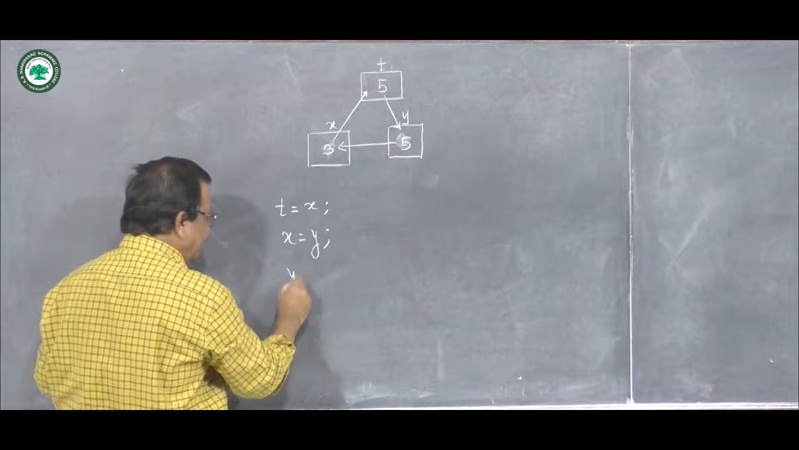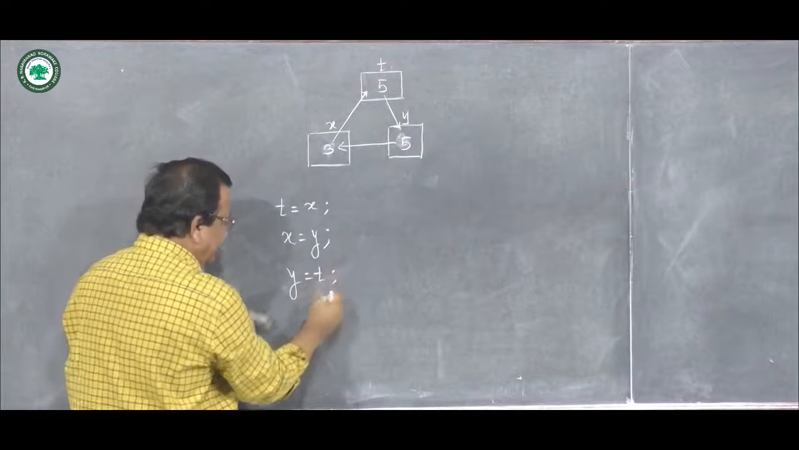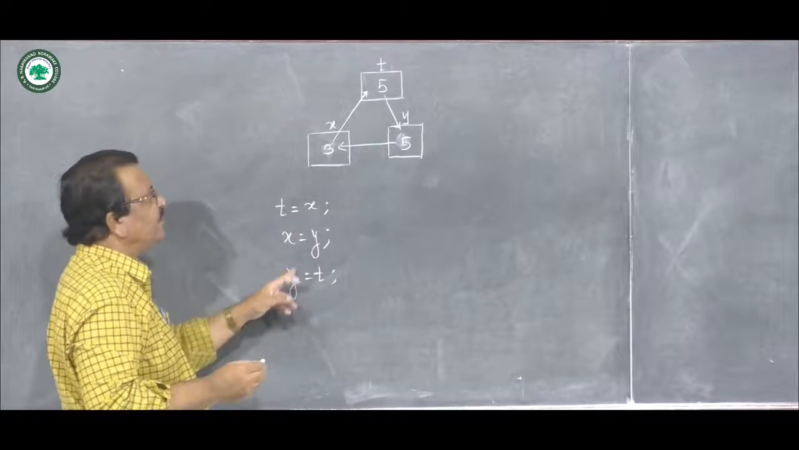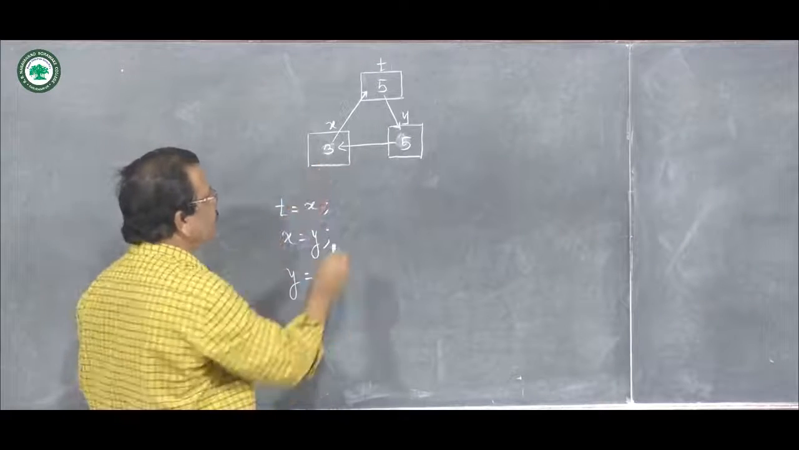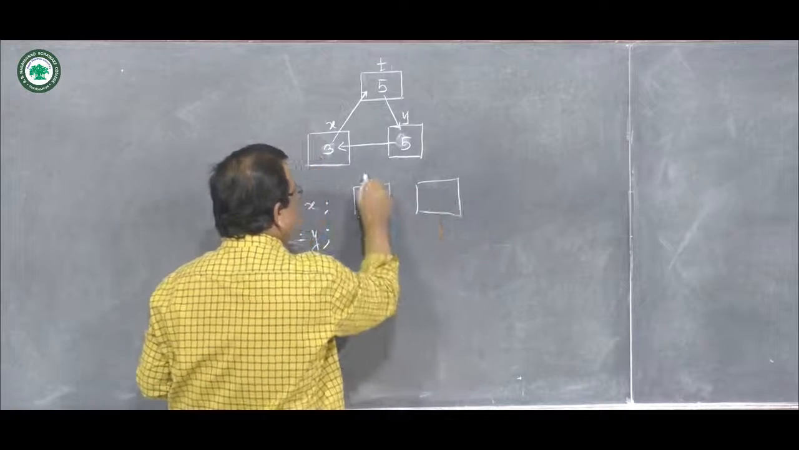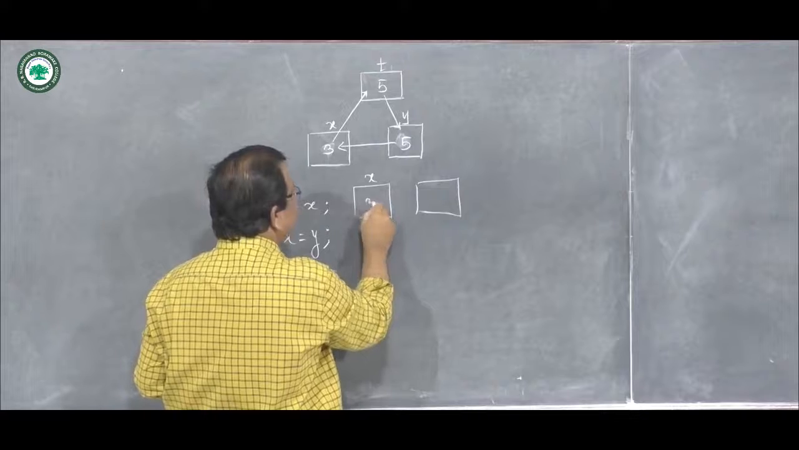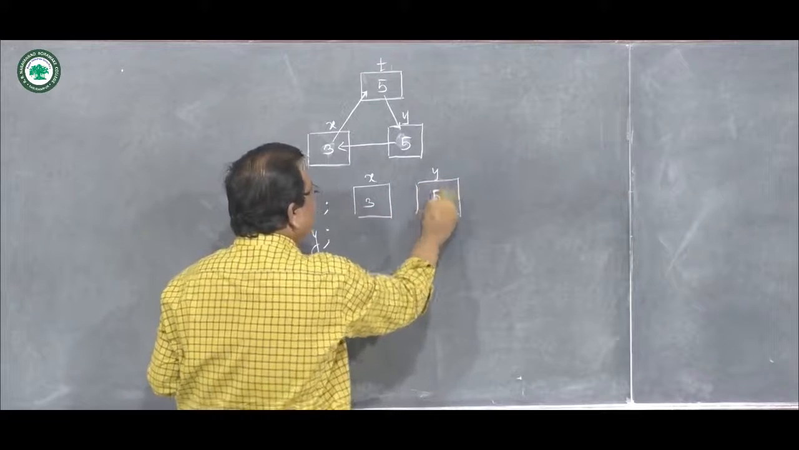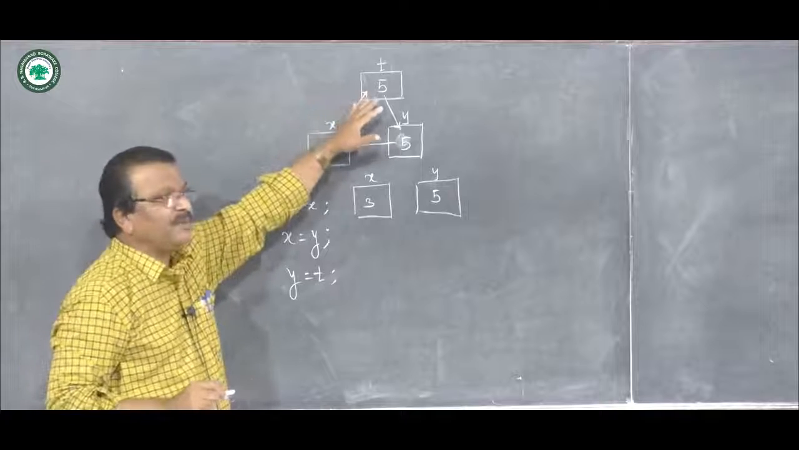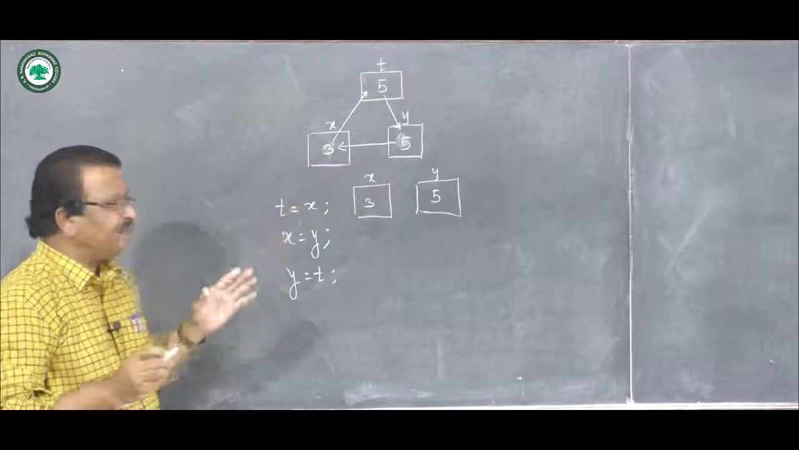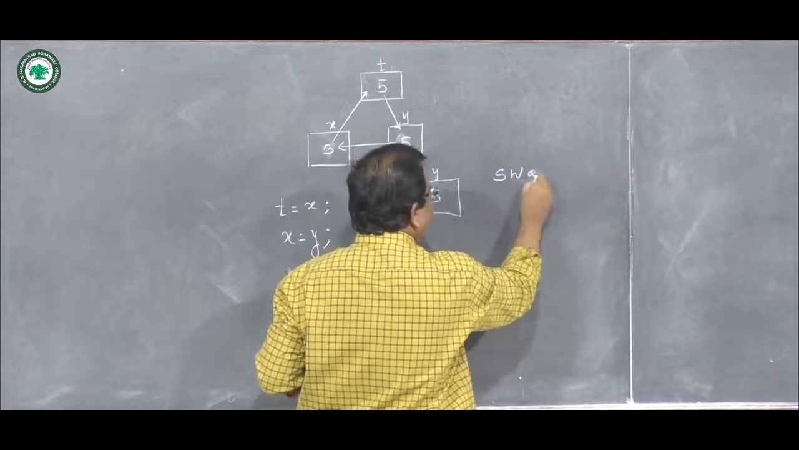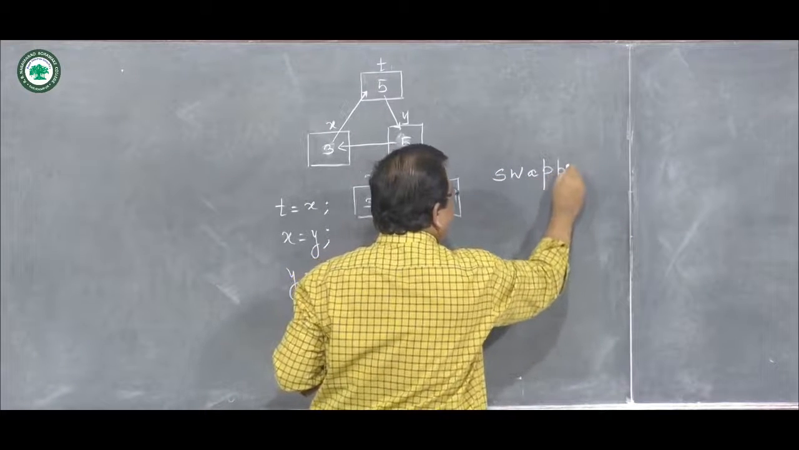So how will you write that? y equal to t. The meaning is t is assigned to y. The content of t becomes the content of y. In this way, these two numbers have been interchanged. The content of x is now 3 and the content of y is now 5. And as soon as control comes out, this particular memory location is lost. This technique is called swapping. Interchanging two values is called swapping.